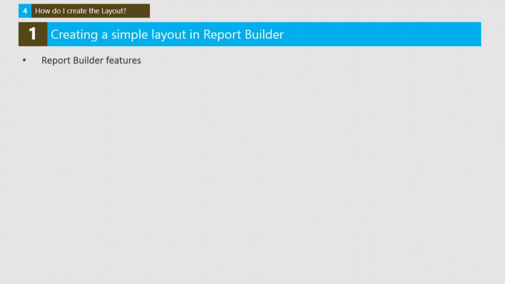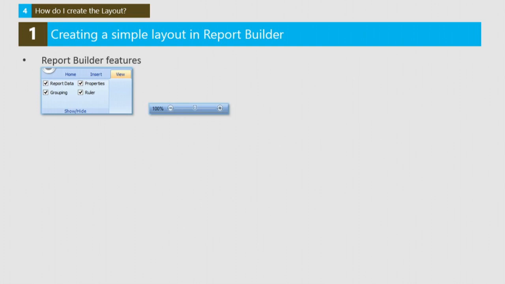So when we used Report Builder to create our layout, we noticed some interesting features of Report Builder. Let's summarize them here on the presentation. So Report Builder has some very interesting features. First, I might not have shown you, but if you go into the view menu, you can, for example, enable or disable some parts. You can hide or show a ruler. You can hide or show the properties, the grouping pane, and the report data. And at the right bottom of the screen, we also have the possibility to zoom in and zoom out, which is very interesting to have.